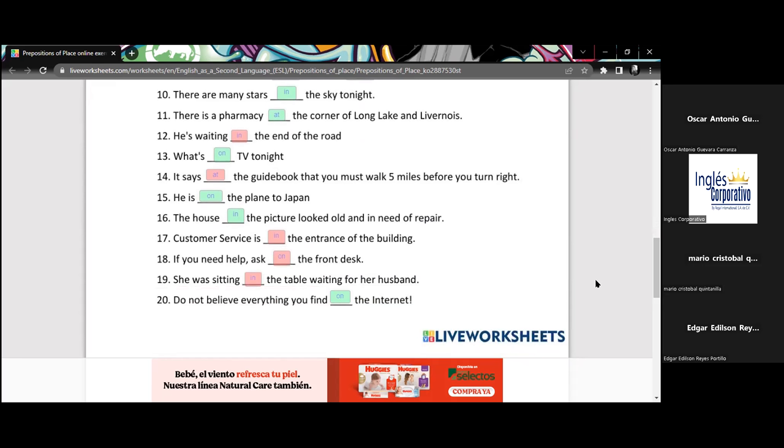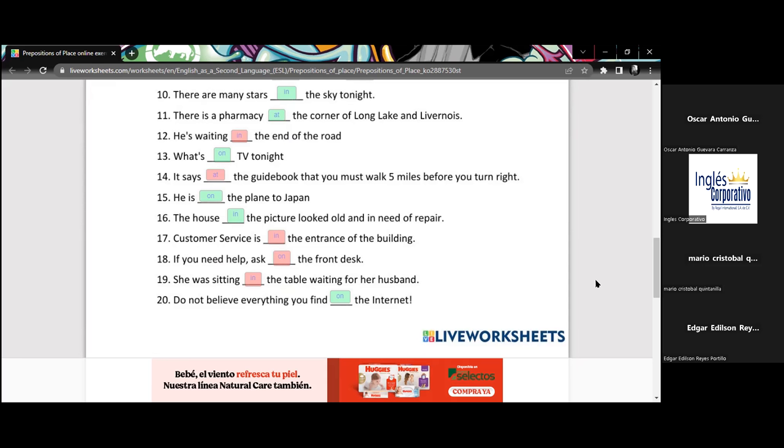Entonces, teacher, la 12, ¿cuál sería entonces? La 12, at, para lugares específicos. A veces no es siempre la regla, a veces son algunas palabras con las cuales usted utiliza at, in u on. Por ejemplo, al final de, era una de las palabras donde utilizaban at. La 17, at. Miren, lo mismo: a la entrada del edificio, esa ubicación exacta.